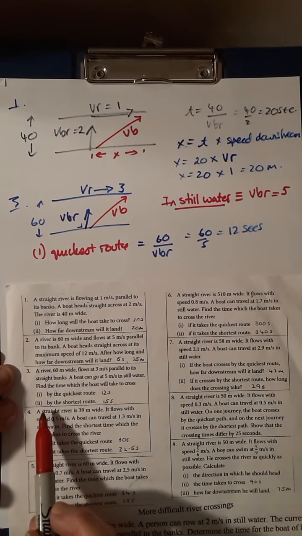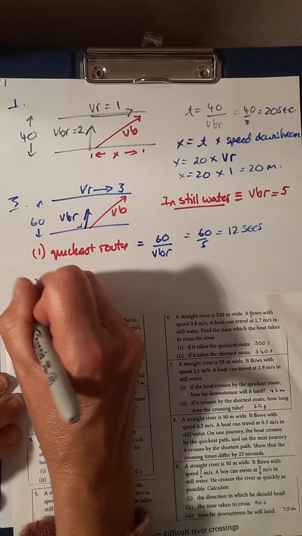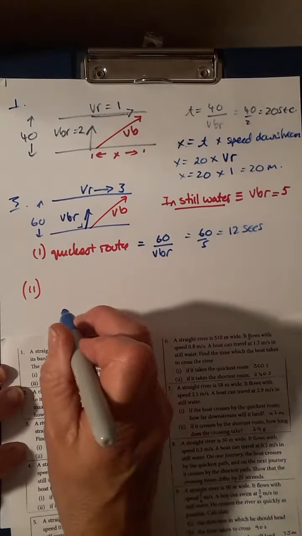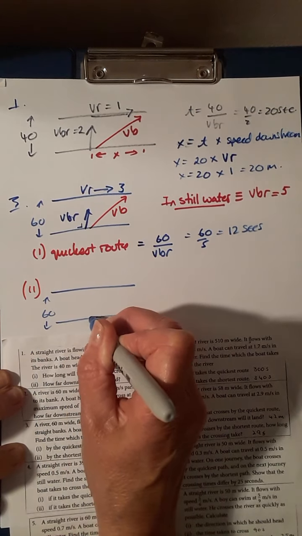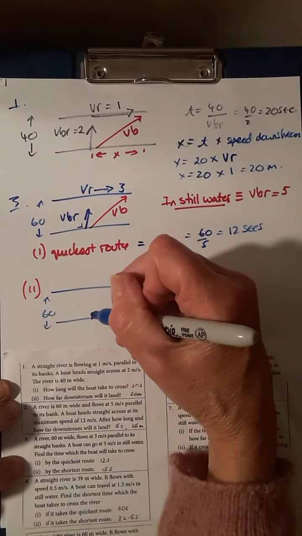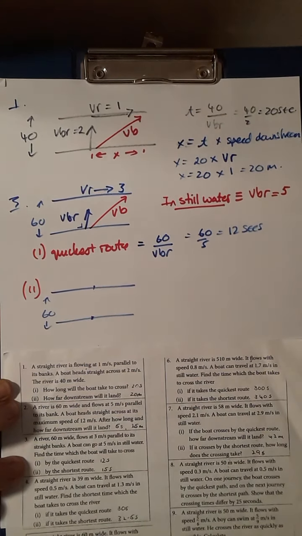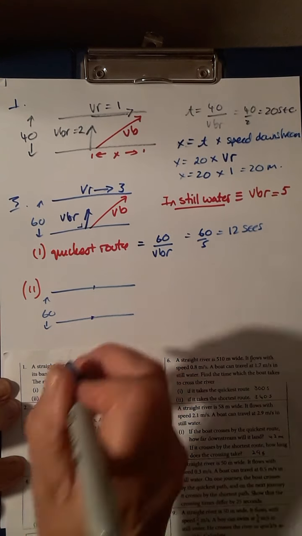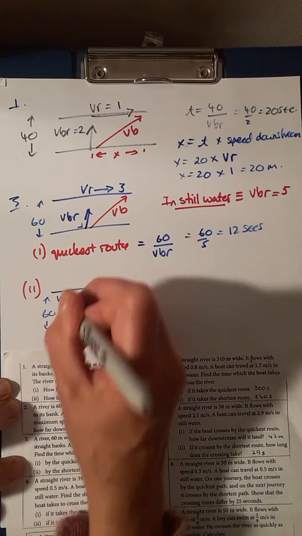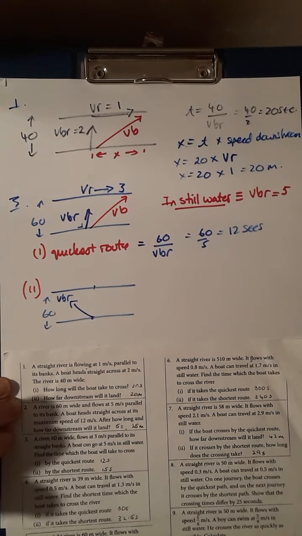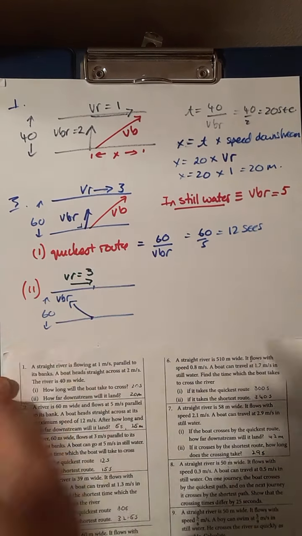The second one says, find the time it takes the boat to cross by the shortest route. Now, the shortest route, let's draw that river again. It's still 60 meters wide. Here's the boat. By the shortest route, that means it wants to end up directly across from where it starts. It doesn't want to travel upstream or downstream. So in order to do that, it's going to have to head up in that direction. It's going to have to head upstream. So that's the VBR. Of course, the river is going to push it downstream. So the river is acting in that direction, VR, and of course that's 3.